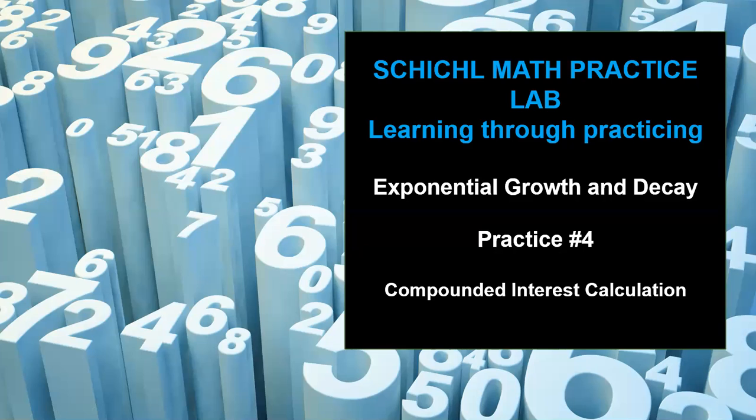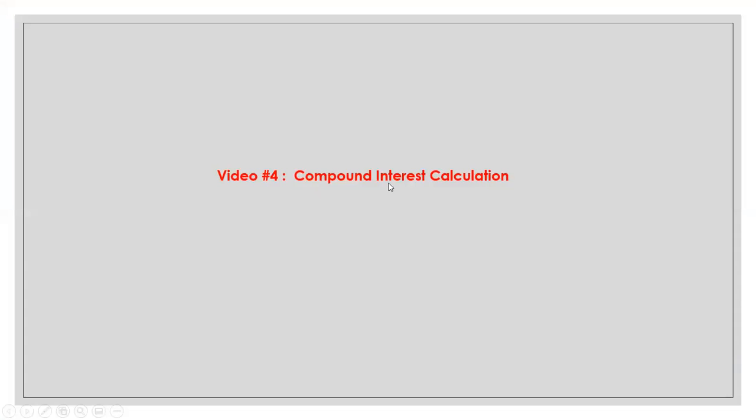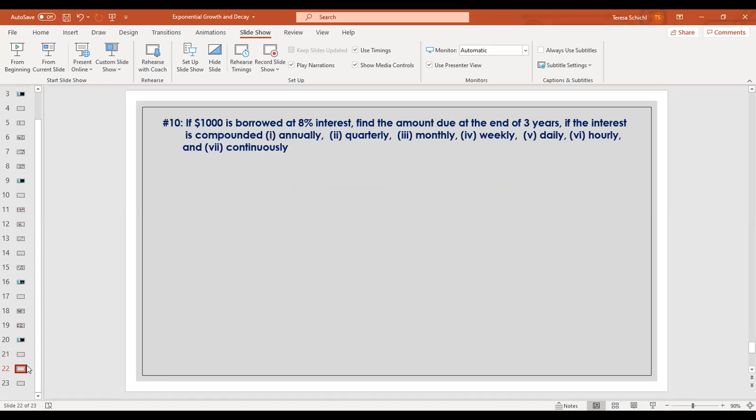We are in the unit Exponential Growth and Decay, and this is our practice number 4. This will be our last practice set for the exponential growth and decay type of problems. In this practice set, we're going to take a look at how we calculate compounding interest. This is our video number 4, a compounding interest calculation. Let's go ahead and start here.